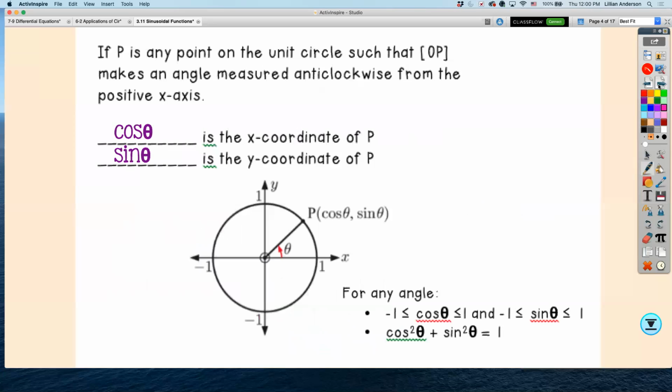If P is any point on the unit circle such that OP makes an angle measured anti-clockwise or counterclockwise from the positive x-axis, that is how theta is created. Counterclockwise or anti-clockwise creates a positive angle with the positive x-axis. So this is the angle that's being referenced. Cosine of theta is the x-coordinate of P, and sine theta is the y-coordinate of P.